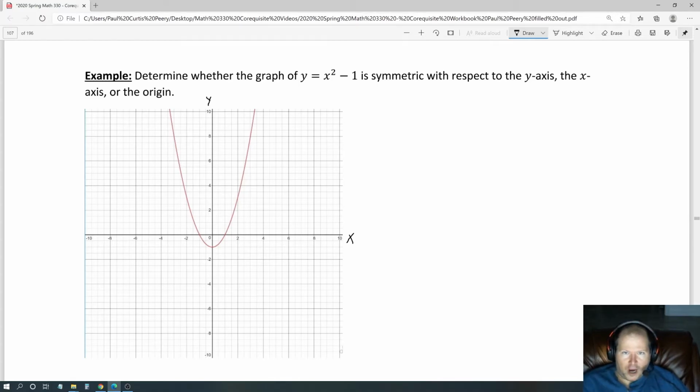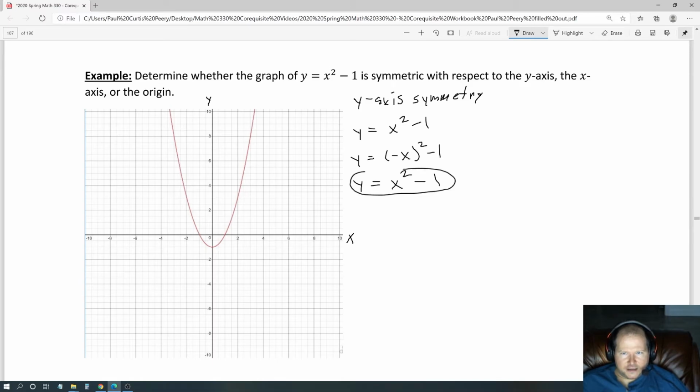So let's say I want to do y-axis symmetry. And if I want to do y-axis symmetry, right, y-axis symmetry, what we are going to do is I'm going to take the original one, but wherever I have the x, instead I'm going to plug in a negative x, right? And negative x times negative x is positive x squared, so we end up with x squared minus 1. And as you can see, I was able to get back the original equation. So check. We actually were able to obtain y-axis symmetry with that test.